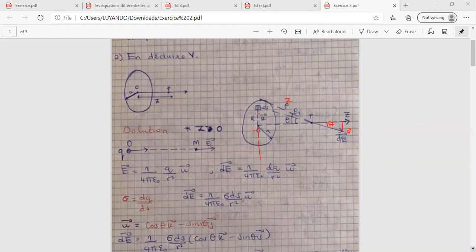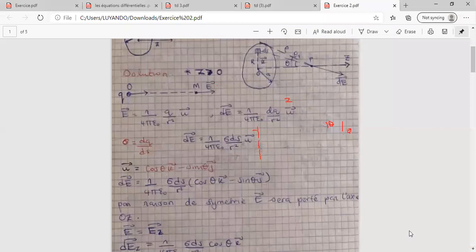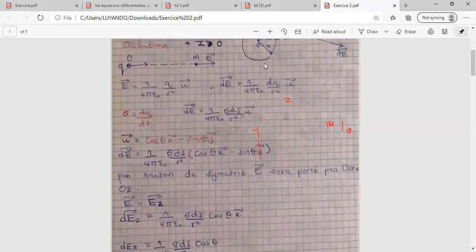So we're going to continue with our equation. We're going to have dE, where there's U, you put your cos K and your sine theta J, which is what I have here. So I have dE equals cos theta K minus sine theta J. Then par raison de symétrie, what we did.